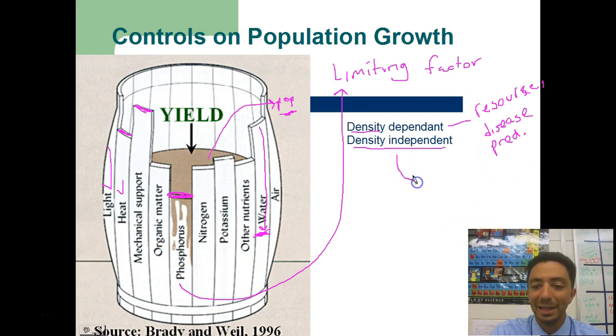Something that's density independent would be something like the weather, right? That plant that we shifted from the rainforest to the desert, that is density independent. That change is going to happen no matter how many plants you have there. If it happens, it will bring it down. So weather's a really good one. It could be anything that doesn't depend on how many individuals are in that area. So that's some controls on population growth.